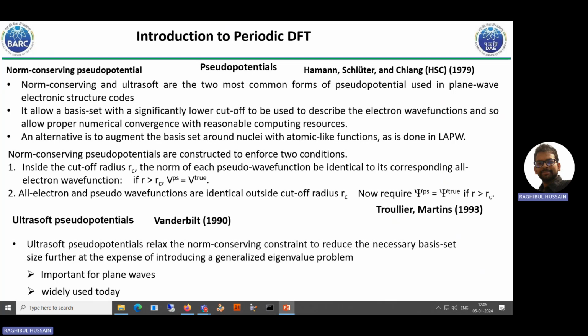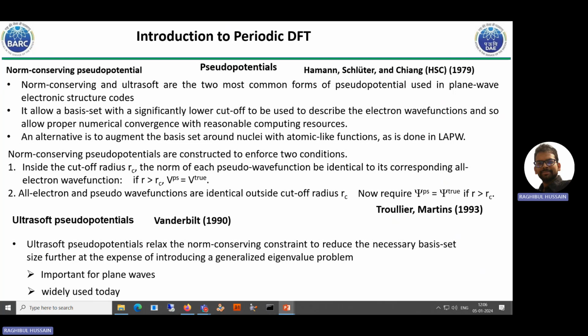So basically, the norm-conserving potential is developed the same way, by taking care that the core electron does not participate. But when they are developing the potential, it has to satisfy the norm. Norm means the wave function should satisfy the orthogonality and orthonormality conditions. That means it should satisfy the normalization. So you have to develop the potential in such a way that it satisfies the normalization condition of the wave function. That is why it is called a norm-conserving pseudo potential.